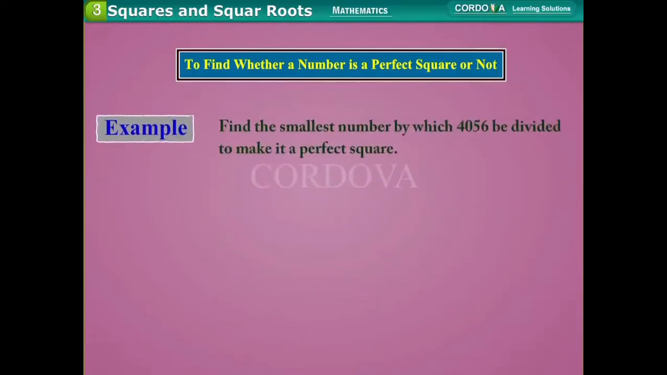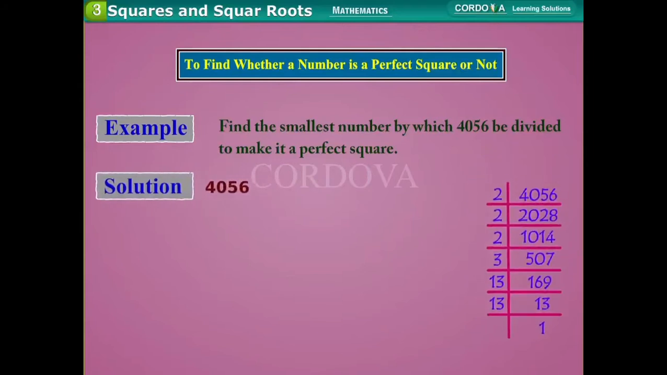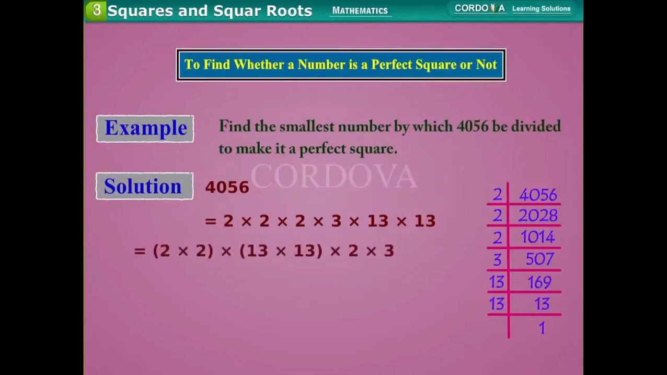Example: find the smallest number by which 4056 must be divided to make it a perfect square. Solution: 4056 divided by 2, 2028 divided by 2, 1014 divided by 2, 507 divided by 3, 169 divided by 13, 13 divided by 13, 1. 4056 is equal to 2 into 2 into 2 into 3 into 13 into 13, which is equal to 2 into 2 into 13 into 13 into 2 into 3.